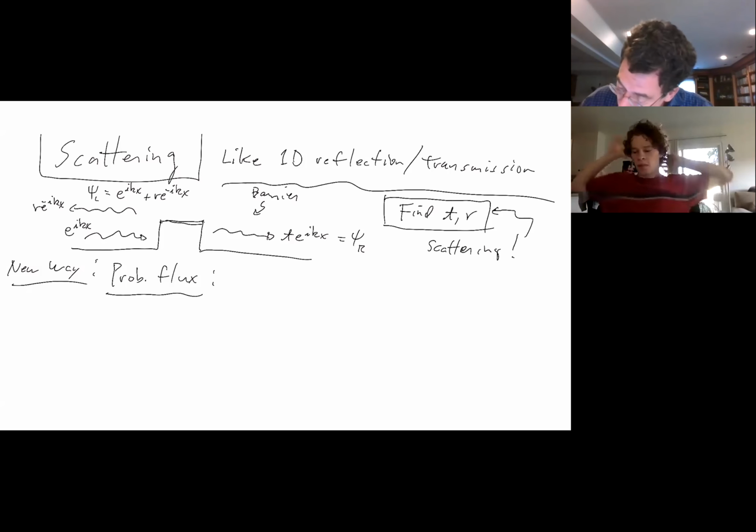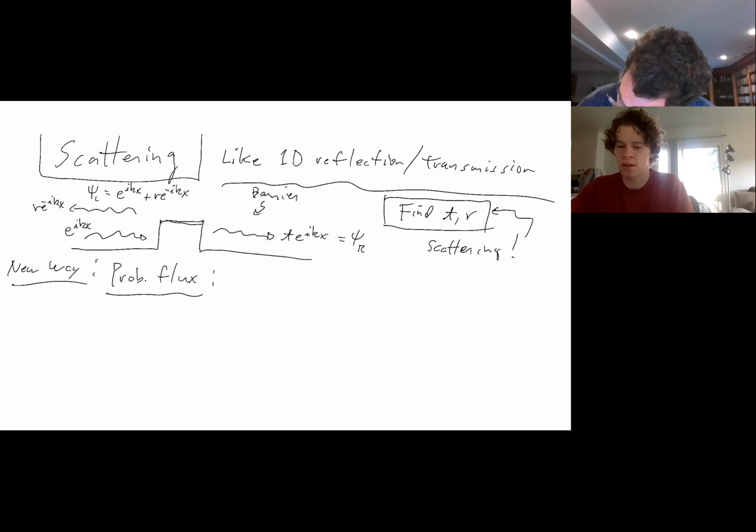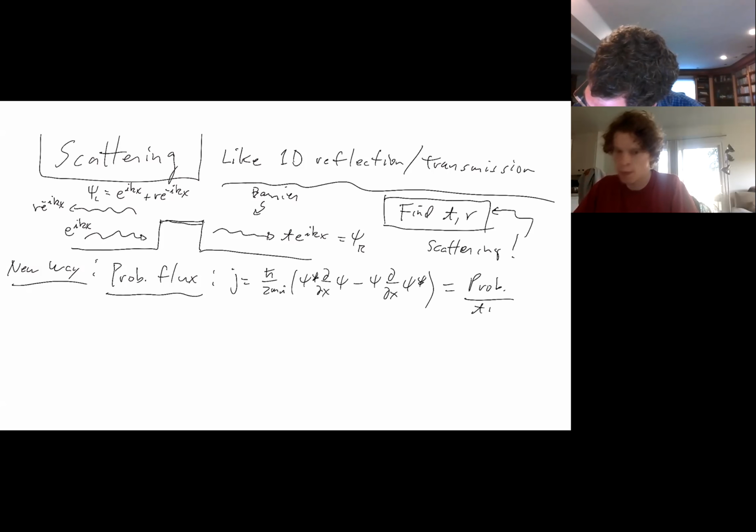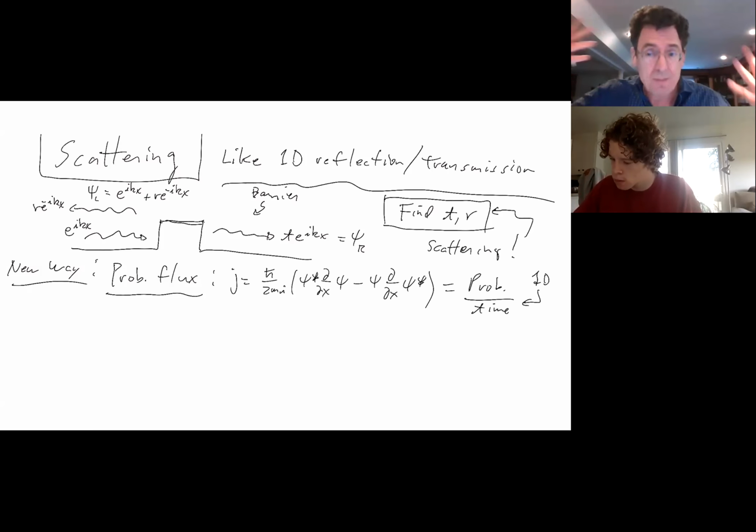Okay, so here's probability flux. It's this little formula that you all learned. You were hoping you would never have to use it again, because it's so weird looking: psi star d/dx psi minus psi d/dx psi star. How could that possibly be useful? And yet it is. This gives you probability flux, which in one dimension is probability per time. In 3 dimensions, it's probability per time per area. But that's just a dimensional thing, we don't need to get into that.